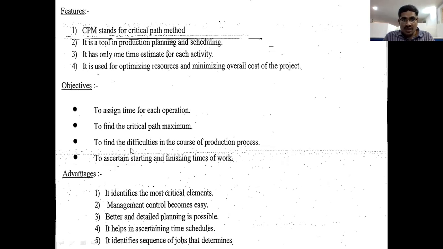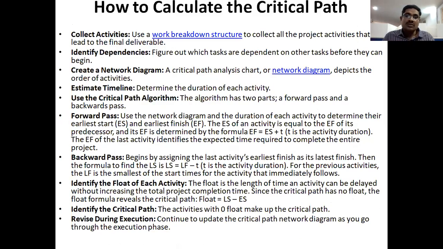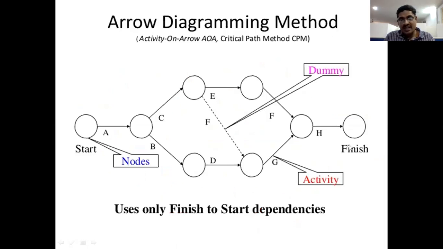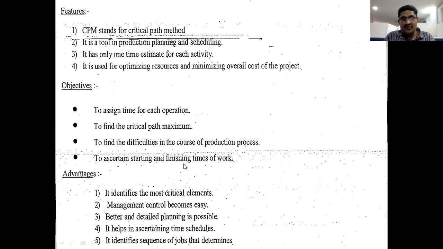Find out those critical or difficult actions. Next, coming to the last point, to ascertain the starting and finishing time of our works. So we can understand how to start, with which activity, and how to finish the total task, by which activity. To ascertain the starting activities and finishing activities, as well as the starting time and finishing time of our work or of our contract.